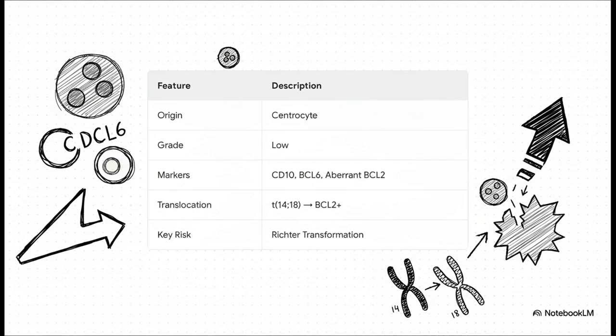The biggest worry with this otherwise slow-growing disease is the risk that it can suddenly transform, what we call a Richter transformation, into a much more aggressive high-grade lymphoma, usually DLBCL.